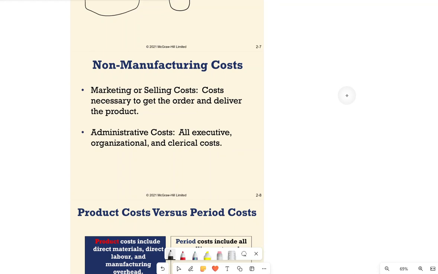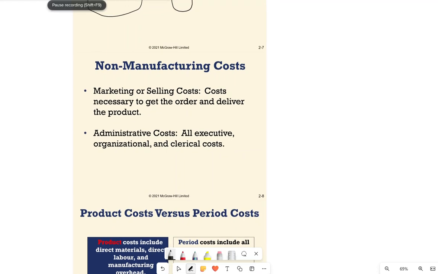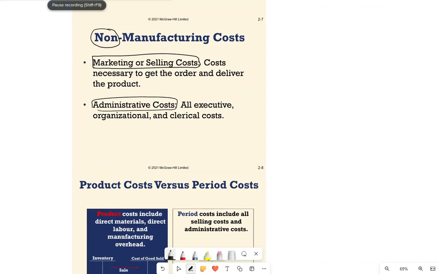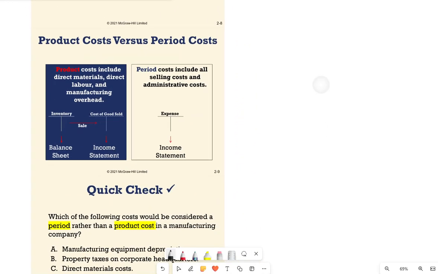Now we learned that when you produce a product, any cost that cannot be traced to direct material or direct labor will be manufacturing overhead. If there are some non-manufacturing costs, those costs are necessary. We call them marketing and selling costs, which are non-manufacturing costs. The other one is administrative costs, and that has your clerical costs, executive costs, any other organizational costs. These two costs are my non-manufacturing costs.